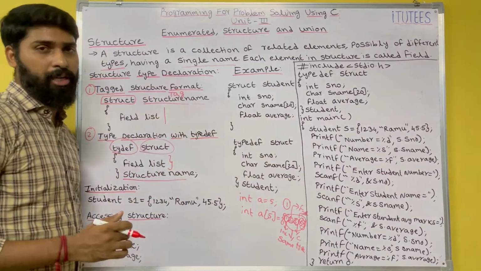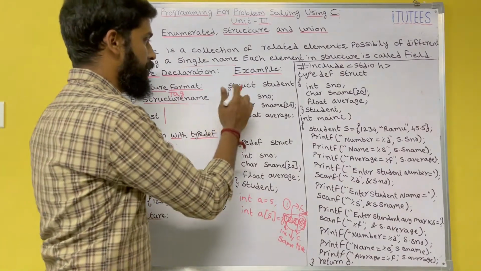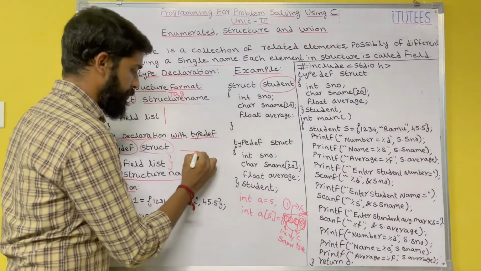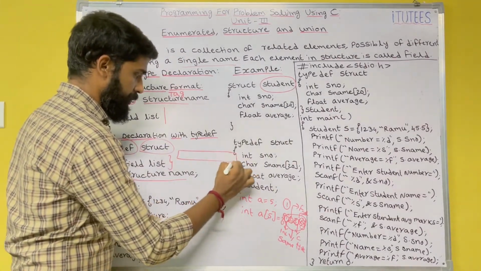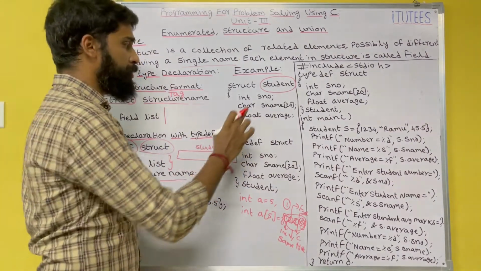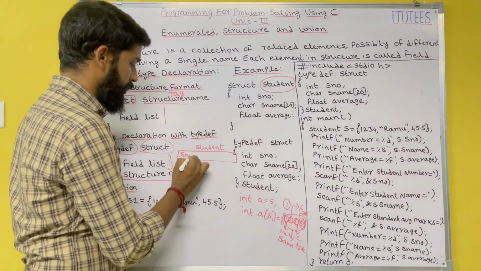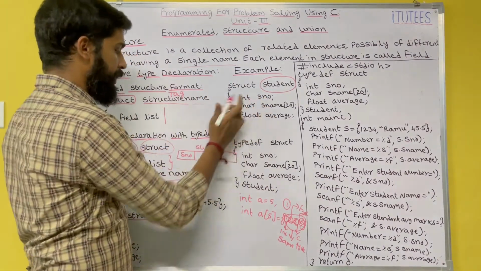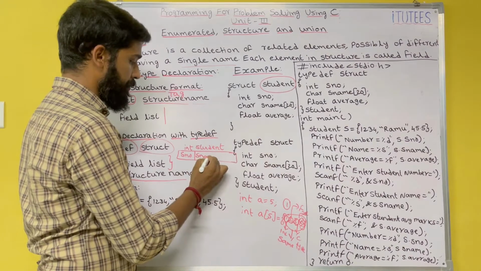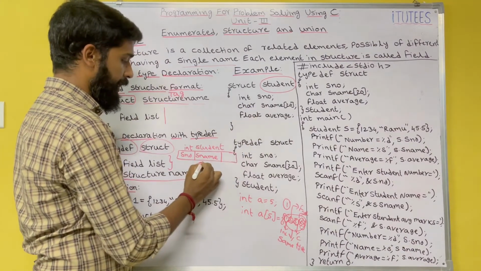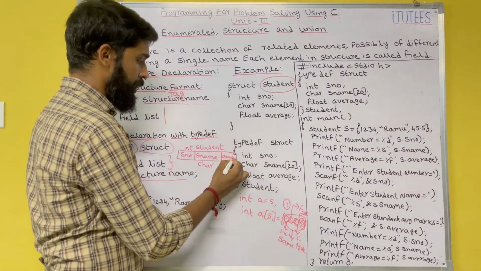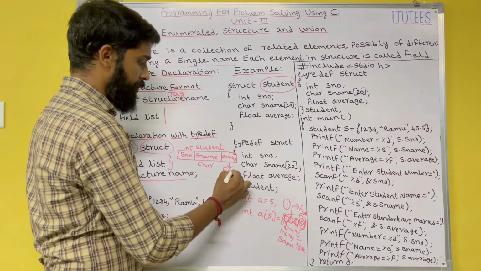Now we see examples of how to declare the structure. Here, this is the student structure. In the student structure, the first field is student number, which is an integer. The next field is student name, which is a character array. And float average. This is the field average, and it is of type float.